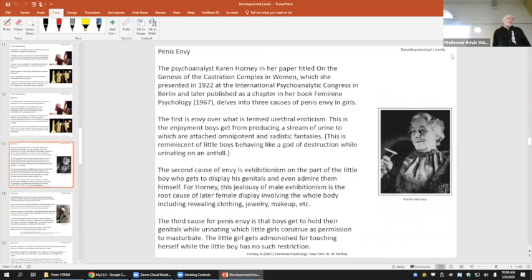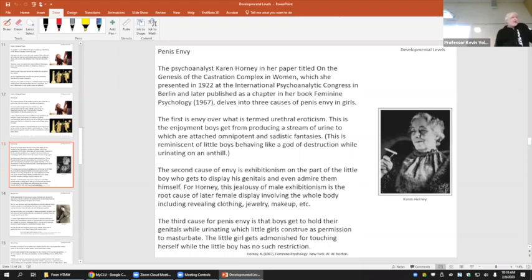Psychoanalyst Karen Horney, in her paper titled On the Genesis of the Castration Complex in Women, which she presented in 1922 and later published as a chapter in her book Feminine Psychology, which, by the way, I highly recommend, delves into three causes of penis envy in girls. The first is envy over what is termed urethral eroticism. This is the enjoyment boys get from producing a stream of urine, to which are attached omnipotent and sadistic fantasies, right? I don't know if any of you, when you were kids and there was an anthill, went and peed on it, I'm going to invade the ants with my pee, this kind of behavior, right?